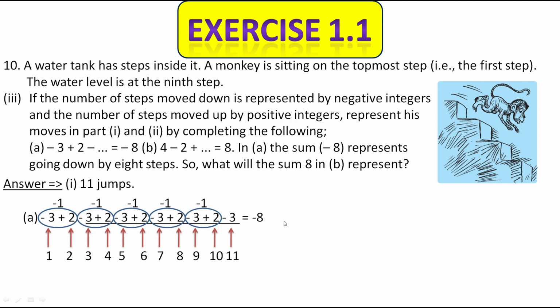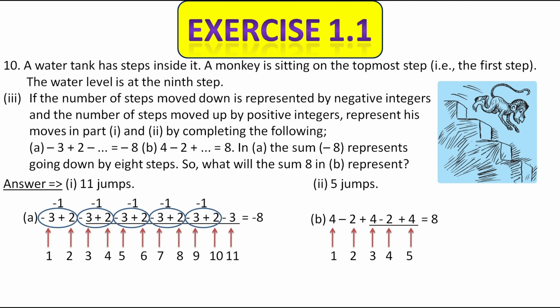Okay. Now let's check in the second situation. There we had 5 jumps. Okay. So let's complete this statement. Already they have given 2 jumps. Okay. Now on the third jump we have +4 and on the fourth jump -2. Fifth jump +4. So here +4 -2 will give you the answer as +2, 2 times. Means here we are getting +4, and this +4 will give you the answer as +8.